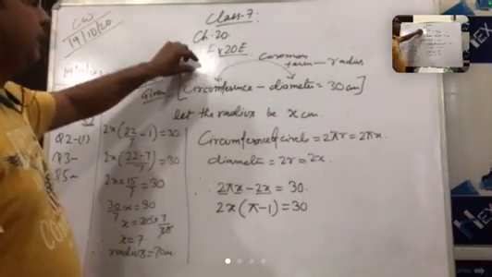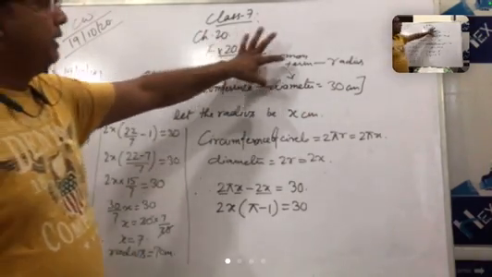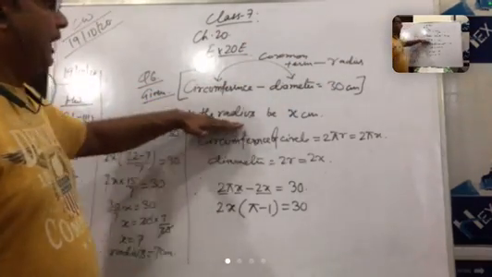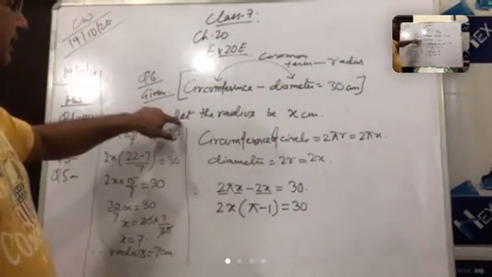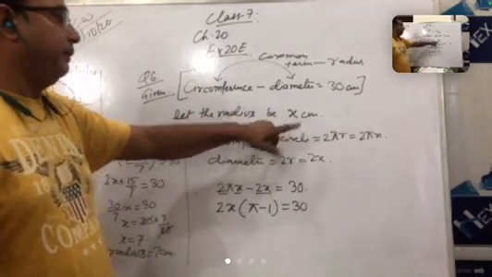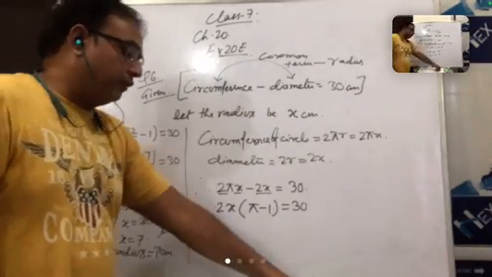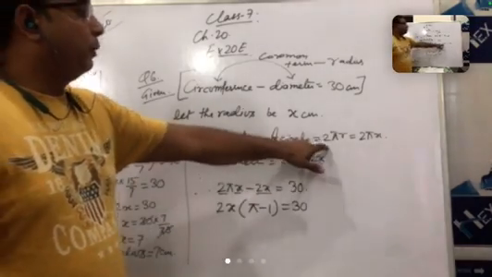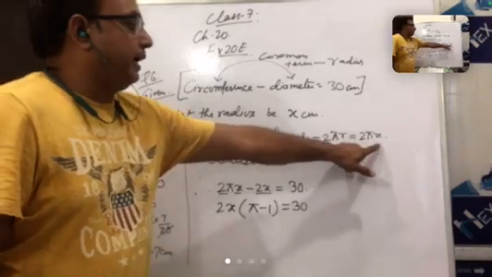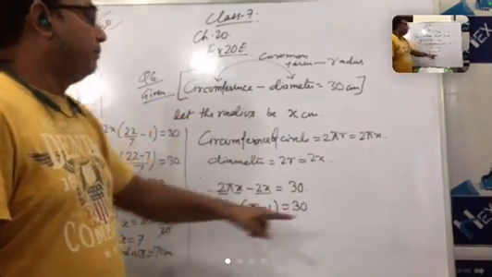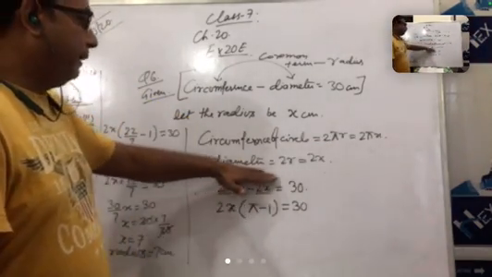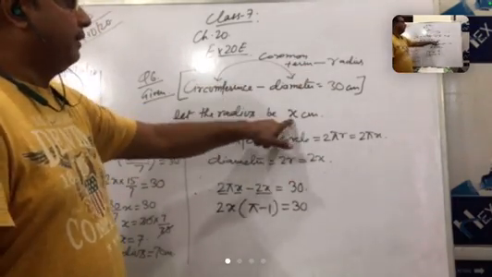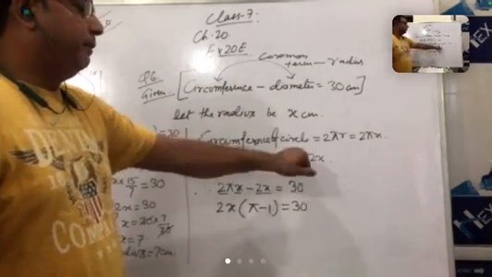We know that the common term between circumference and diameter is the radius. So we can let the unknown value, the radius, be x centimeter. Radius is the unknown and we have to find the radius only. Now circumference of a circle is 2 pi r. We can replace the r by x, so it will be 2 pi x. Clear? Now the diameter is equal to 2r. We can replace again because we let the radius be x. So it will be 2x.